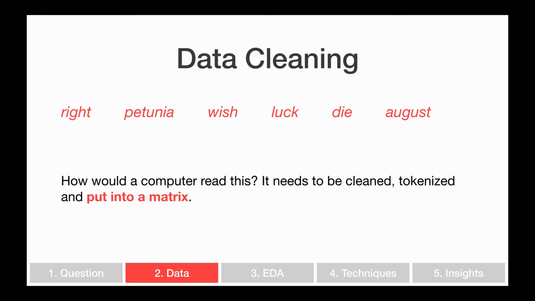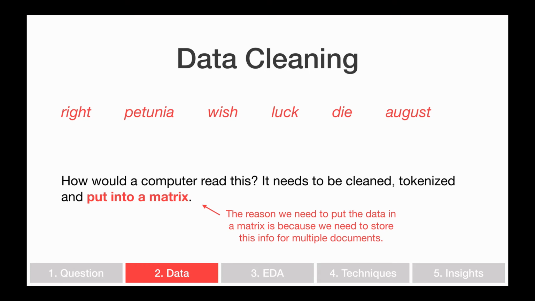Okay, so now that we've tokenized our text, we're going to put it all into a matrix. The reason we need a matrix is that right now, in this Petunia example, I'm only showing you one line of text, but we have text for a bunch of different comedians, so we need to put it into a matrix so the computer can process the information for each comedian.